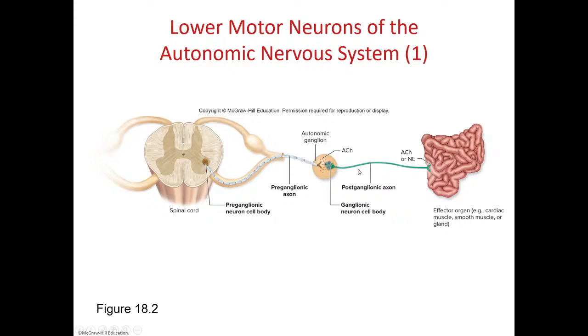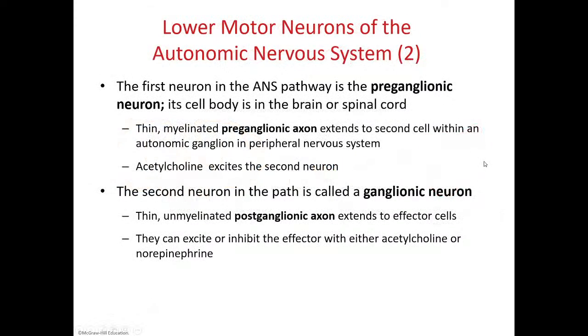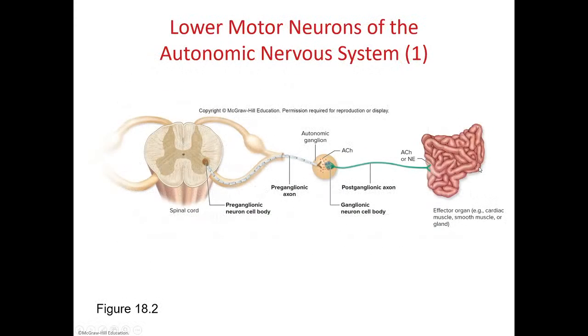Now, down at the other end of the postganglionic axon, it can release either acetylcholine or norepinephrine, depending on which neuron it is. Okay? Some will release acetylcholine, and some will release norepinephrine. But usually, when they release acetylcholine, it will be to muscarinic receptors.